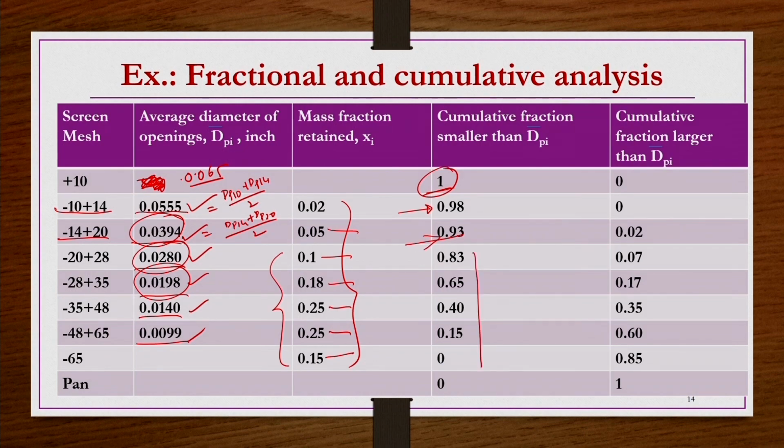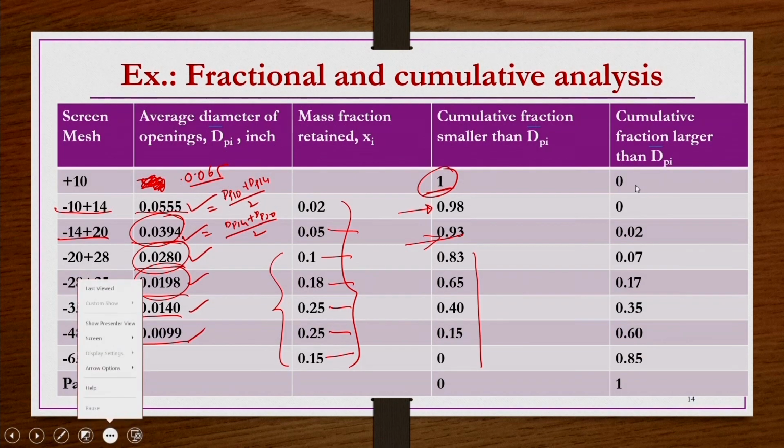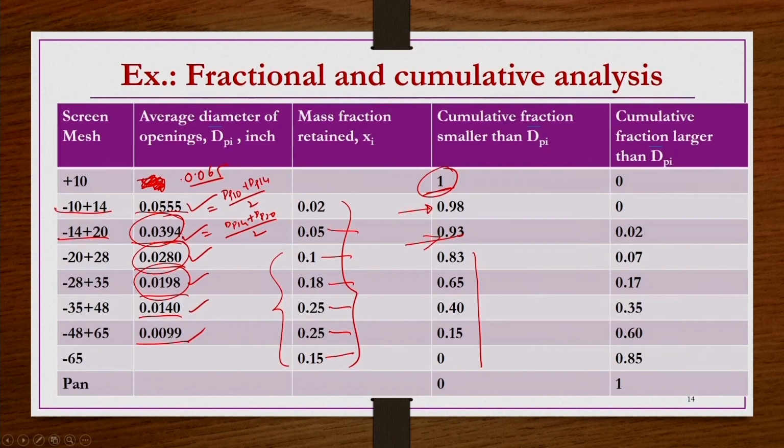And then in a similar way we have to do the cumulative fraction larger than dpi here. Now, for 0.065 in the first row, what is the fraction of material whose size is larger than 0.065? There is nothing, so 0. What is the fraction of material whose size is more than 0.0555? There is no fraction here, so again this one is also 0.